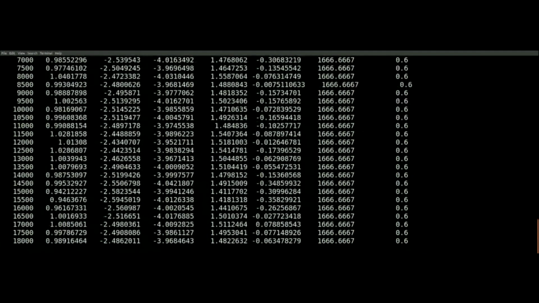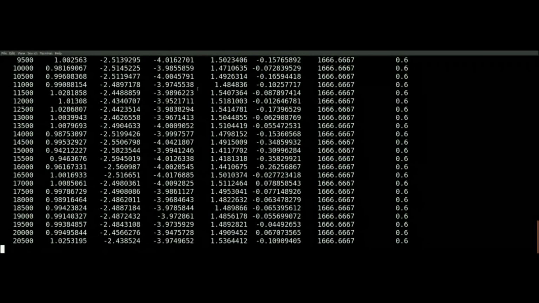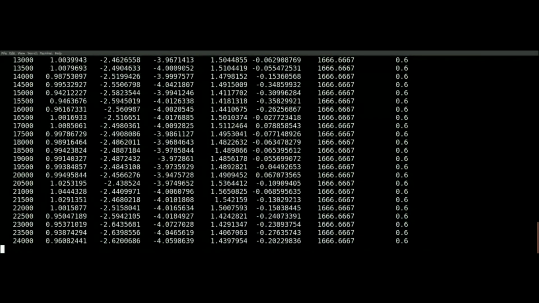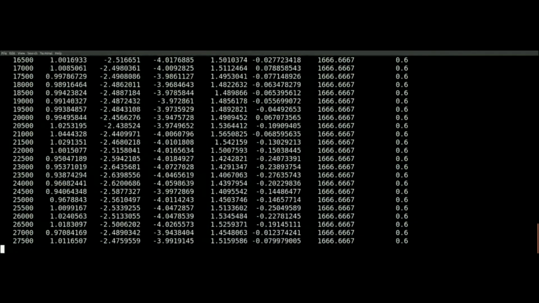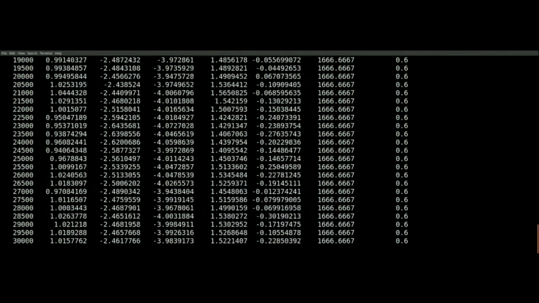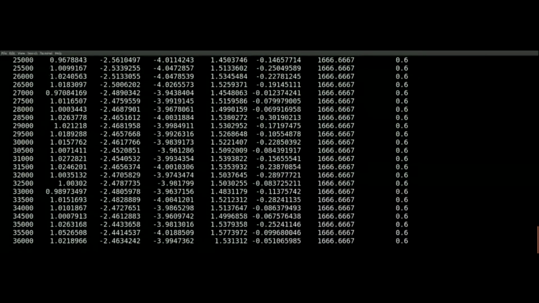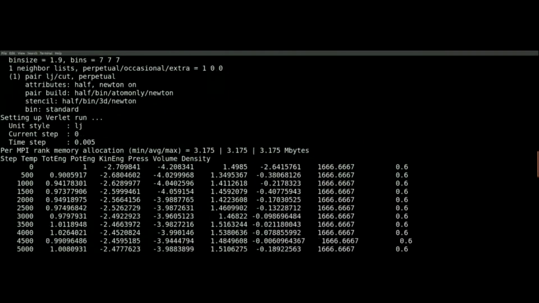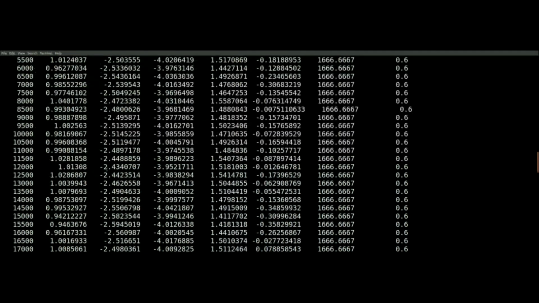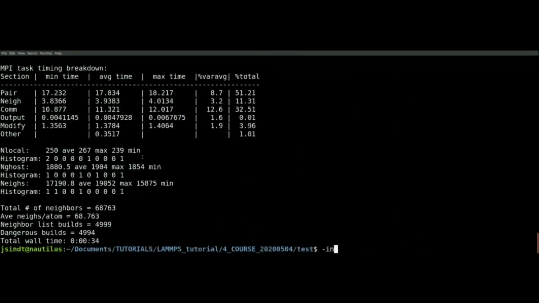So yeah, it just happily runs, and it outputs whatever information I've asked LAMMPS to output every however often I've asked it. In this case, every 500 time steps, it is outputting the temperature, the total energy, the potential energy, the kinetic energy, the pressure, the volume, and the density. And there it's finished running.